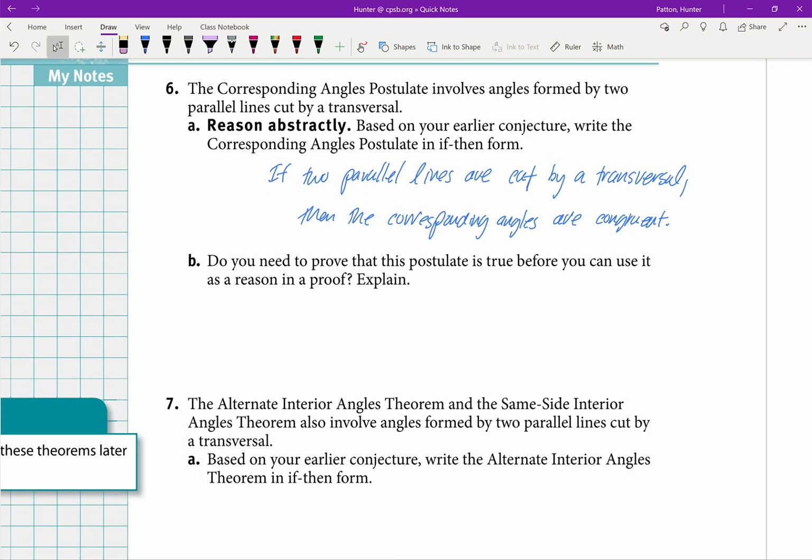So, do you need to prove that this postulate is true before you can use it as a reason in a proof? Answer is a big old no. And that comes from the fact that postulates do not have to be proven. Postulates are accepted as true.